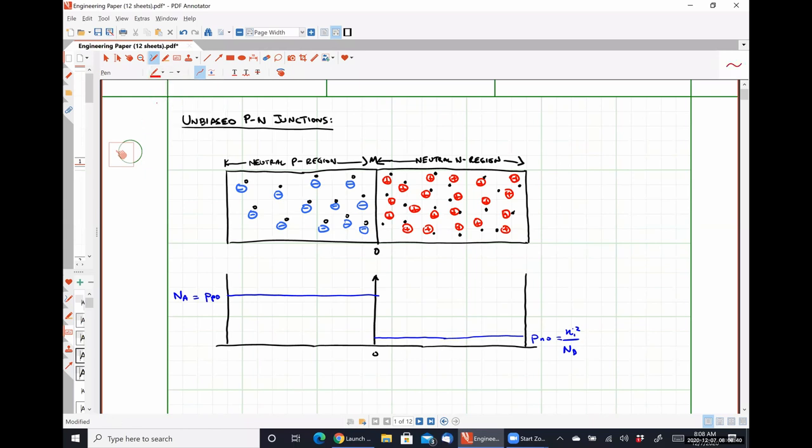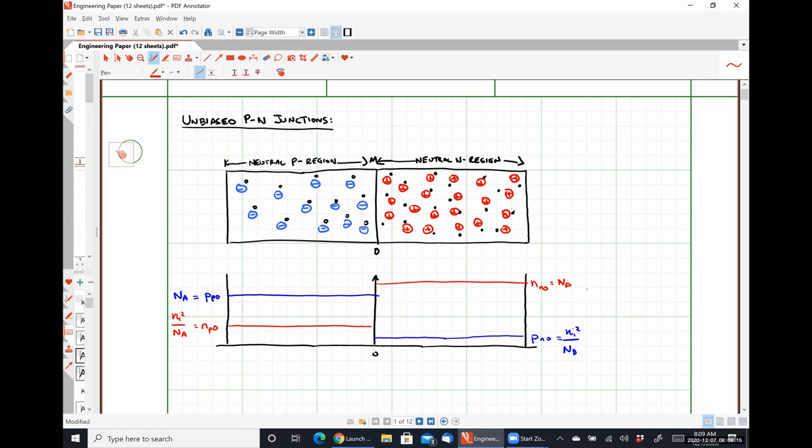We have electron concentrations, like so. So this is the electron concentration on the P side at equilibrium, so that's why it's NP naught. This will be NI squared over NA. And then this represents our electron concentration on the N side of the crystal at equilibrium, and it's going to have approximately ND.